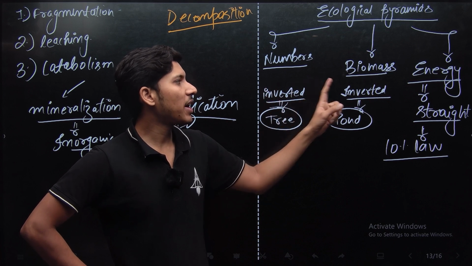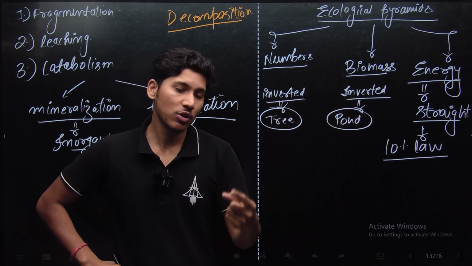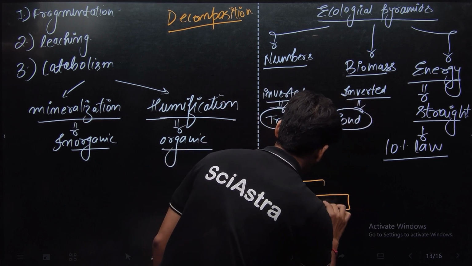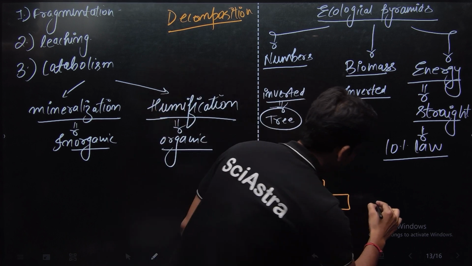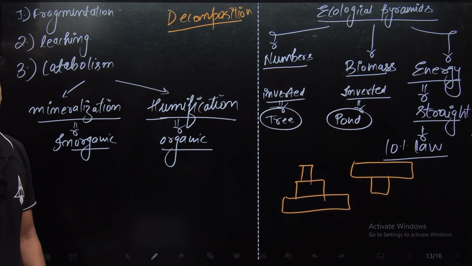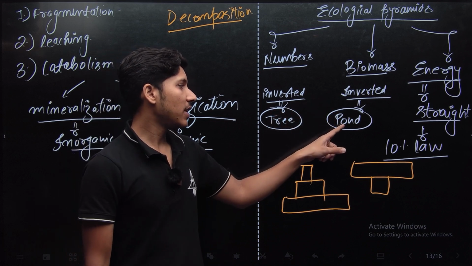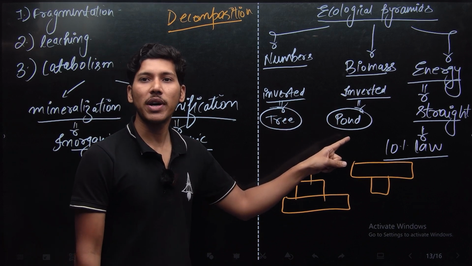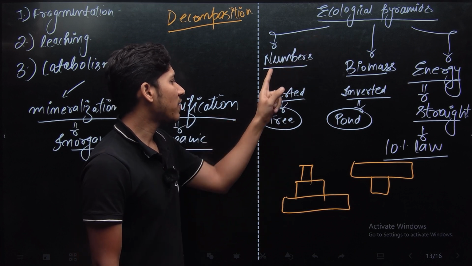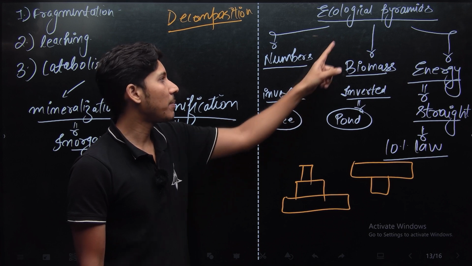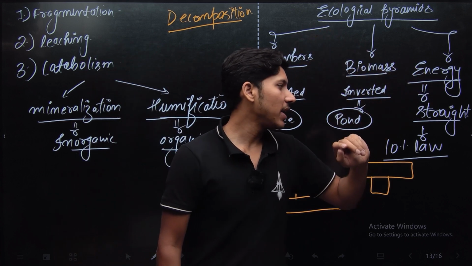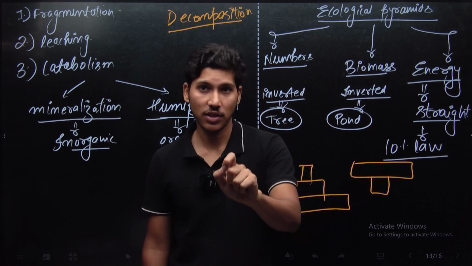If we consider the number and biomass pyramids, these pyramids can be upright. It can look like this, or else they can be inverted also. It can also look like this. So both of them can be inverted, and examples of inverted ecological pyramids are written here. Ecological pyramids of numbers can be inverted in a tree ecosystem, and biomass pyramids can be inverted in a pond ecosystem. But the energy pyramid is always going to be upright, okay?